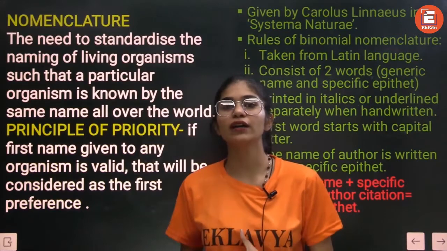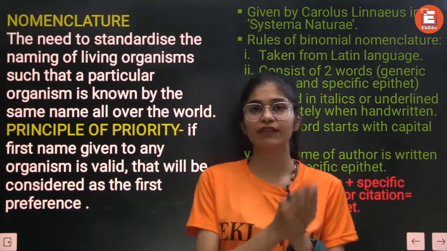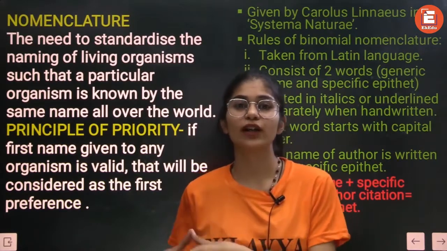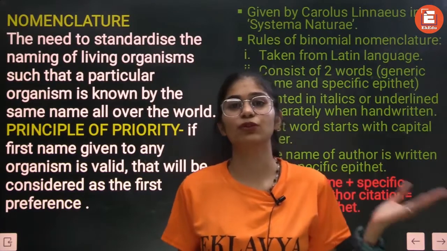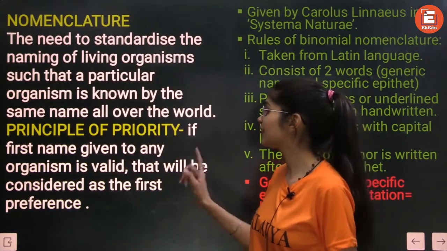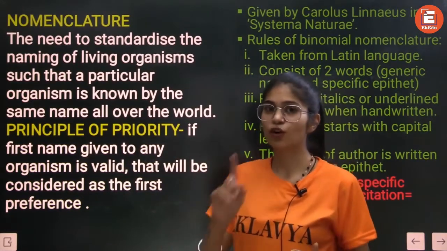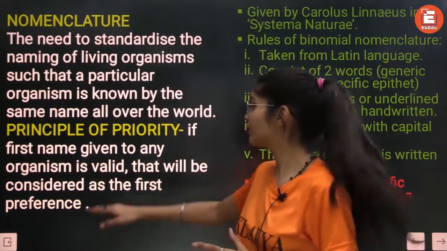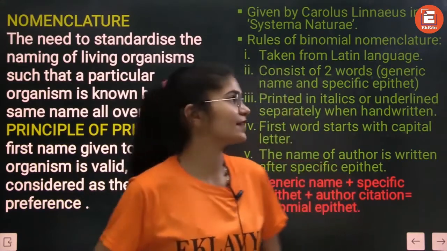Similarly, if we've named an organism Mangifera indica, we will always call it Mangifera indica. If I call it mango, that is a secondary name, because the principle of priority says that if the first name given to an organism is valid, then every other name is considered secondary or a synonym, because priority is given to the first name that was given to the organism.